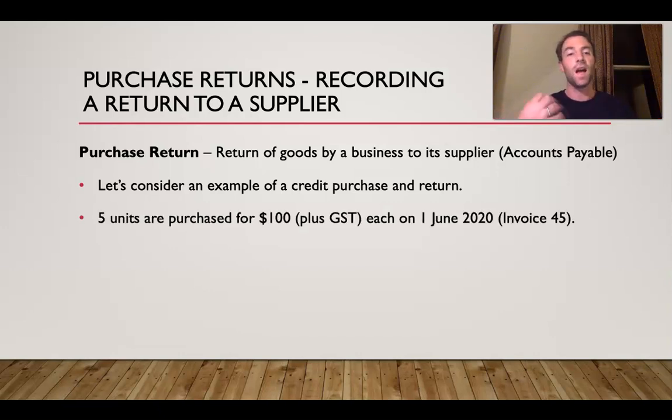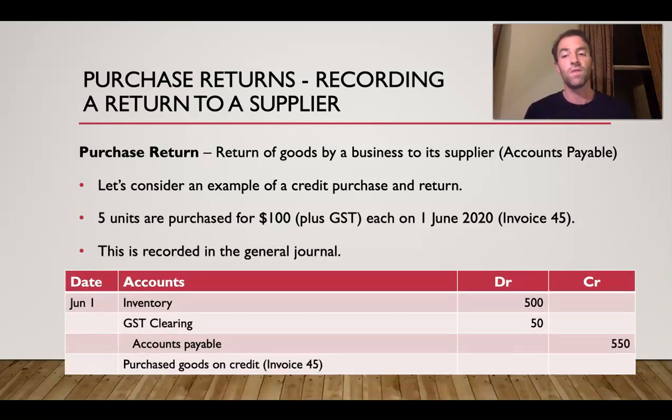The business, us, has purchased 5 units of something for $100 plus GST on the 1st of June. How do we know it's a credit transaction? Because it says invoice. So we know that we have bought some inventory from a supplier on the 1st of June on credit. So we have a liability called accounts payable. We would record this in our general journal.